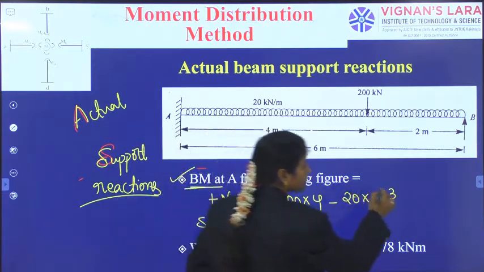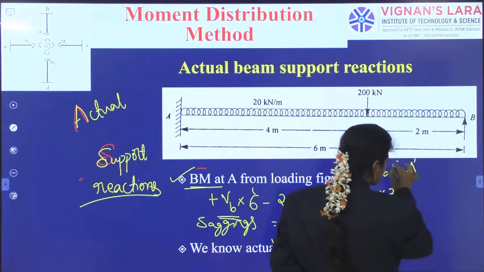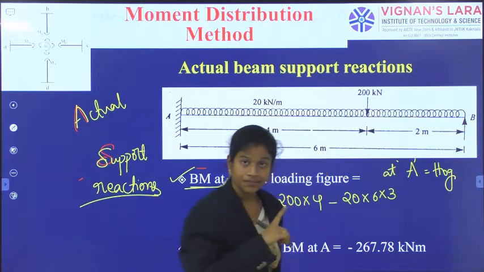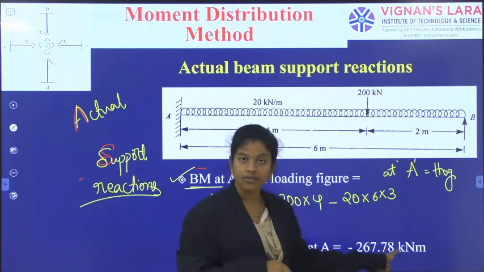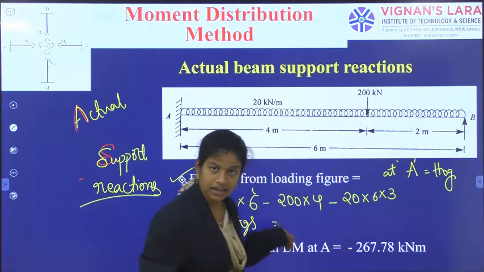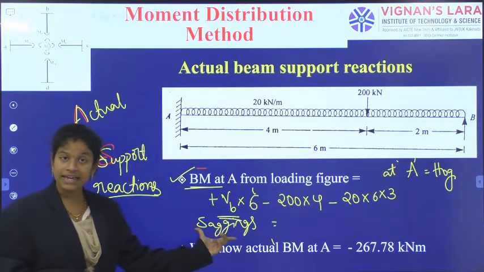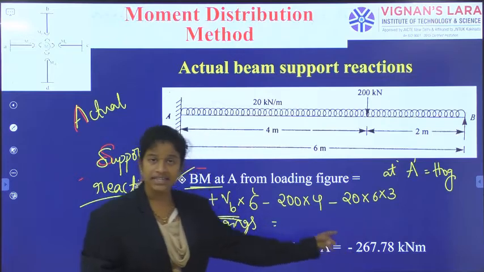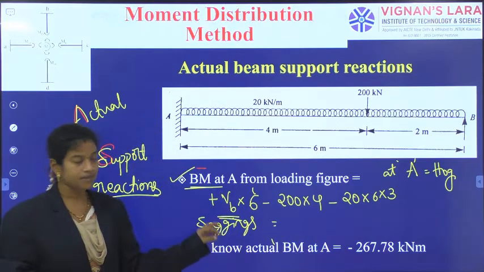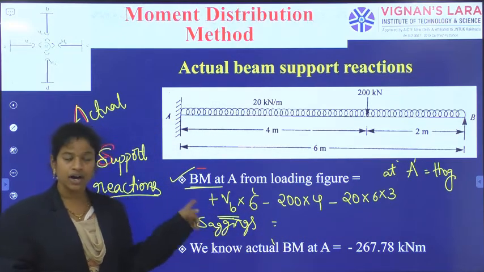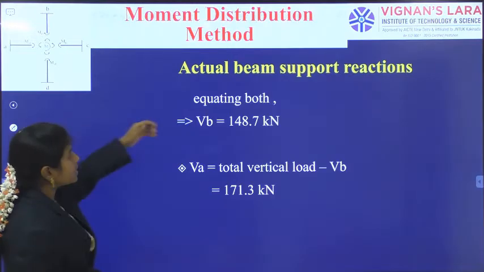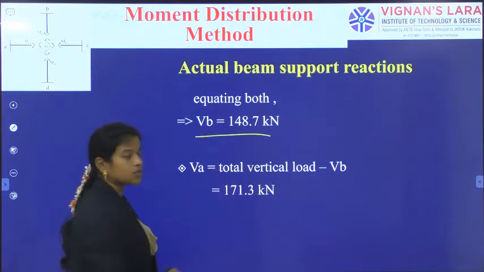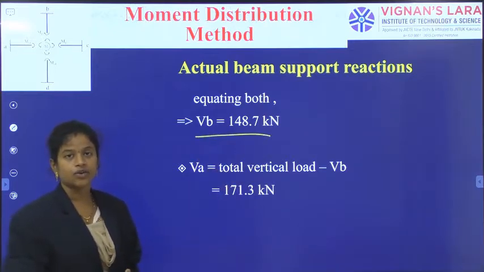Because at A, in hogging nature I have got the answer, 267.78. But here I have to equate the sagging natured moment. So in the case of sagging natured moment, this answer is minus 267.78, and equating these two answers, you can evaluate the corresponding VB. So equating both, I can calculate VB, which is equal to 148.7 kilonewtons.